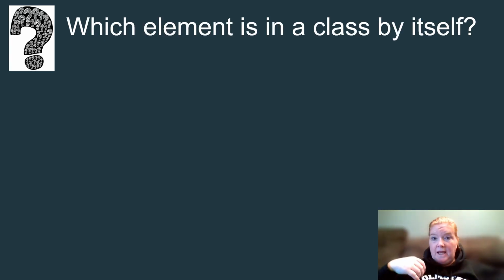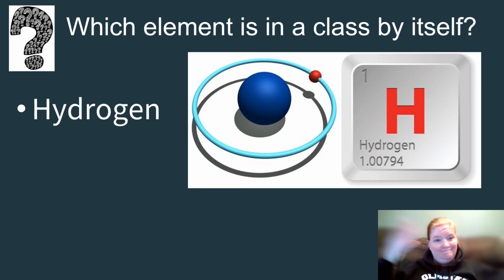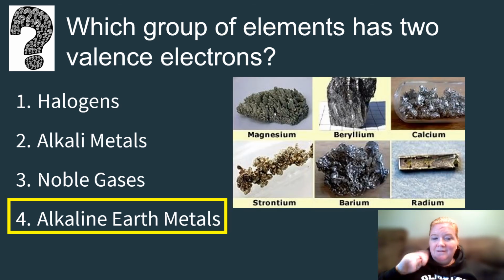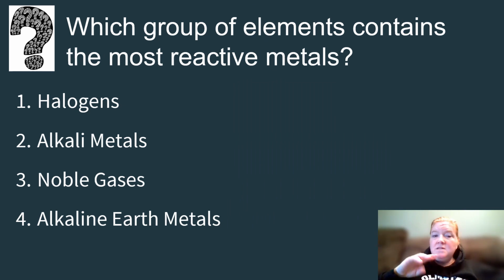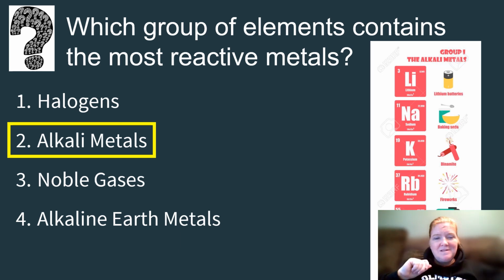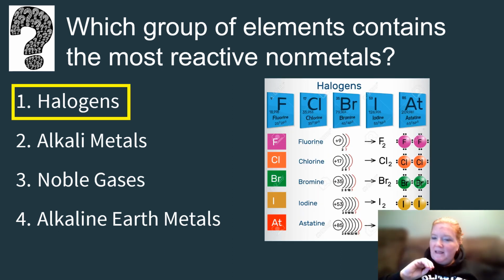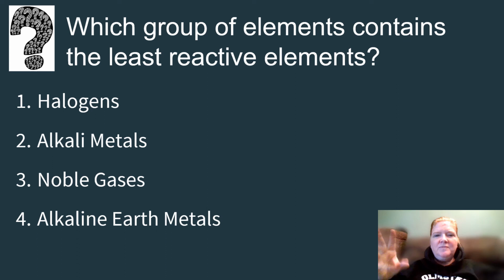Which element is in a class by itself? Hydrogen. Which group of elements has 2 valence electrons? The alkaline earth metals. Which group of elements contains the most reactive metals? Alkali metals. Which group of elements contains the most reactive nonmetals? Halogens.